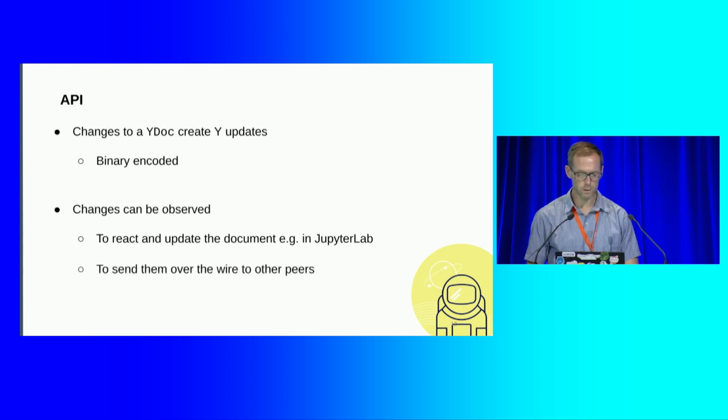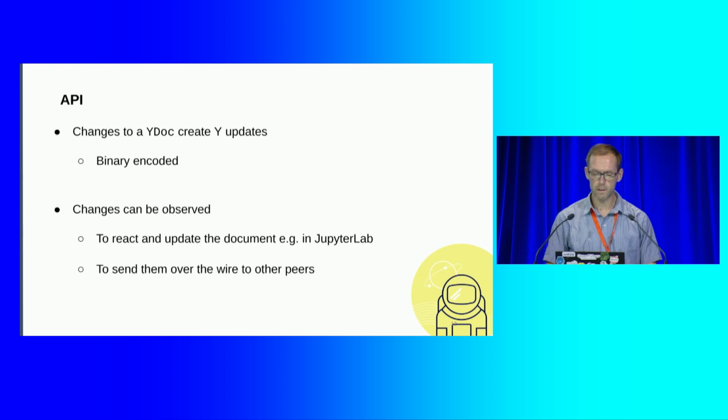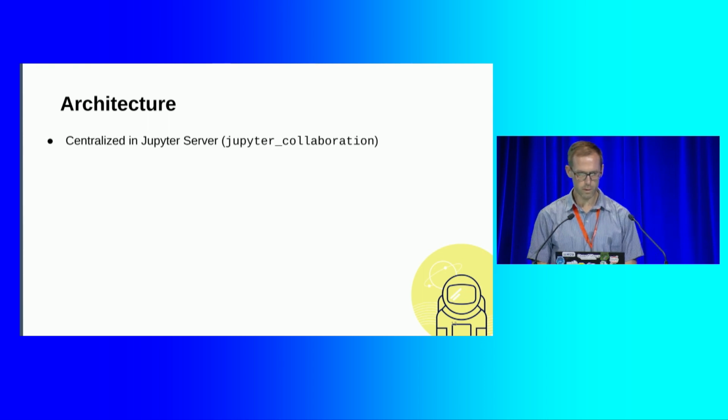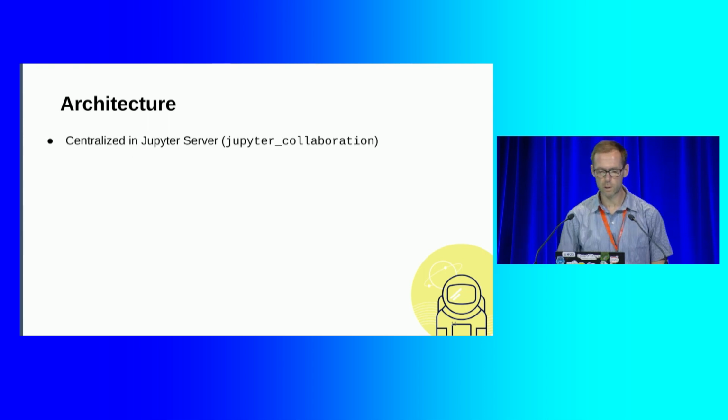But also the other way around. So if you change something in the UI in JupyterLab and that affects a shared document, this is sent over the wire to the server, which then broadcasts everything to every other connected peers. So the current architecture we have in Jupyter is a centralized one because everything goes through the Jupyter server.